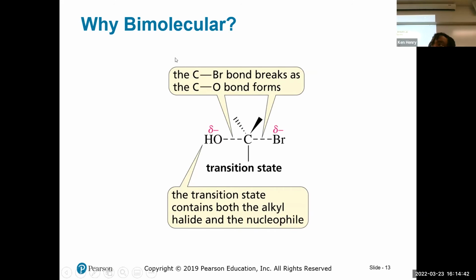Bimolecular. Okay, so we know that's because the bromine breaks a bond with the carbon, and then the OH is going to be forming a bond with the carbon, and so your transition state is going to have both of the molecules existing at the transition state. In this case, this guy's going to be partial negative, and this guy's going to be partial negative, and that carbon is going to be partial positive.